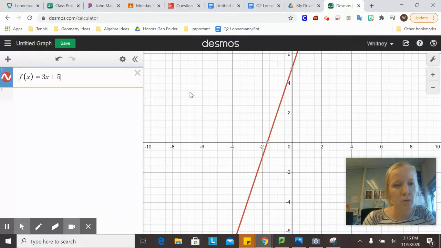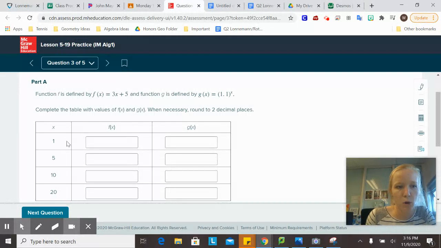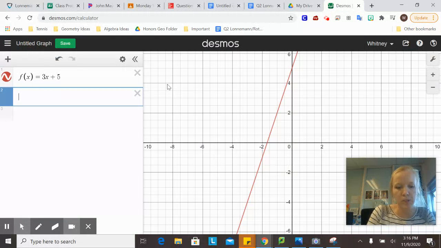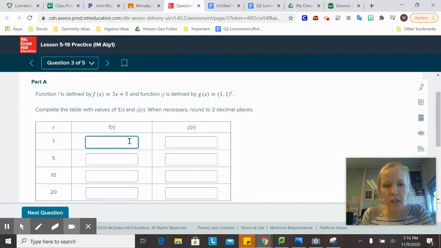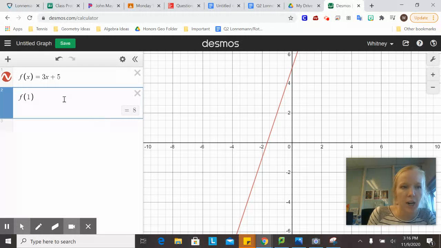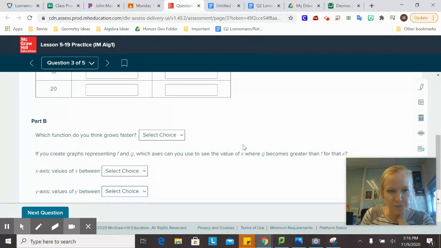I'm going to type that on line 1, and then on line 2, we wanted to figure out what values for x are 1, 5, 10, 20. Those are my inputs. So for example, I would do f of 1. I get an answer here of 8. So I'd come back to my table, input 8. And then I'd come back here, get rid of the 1, and change it to a 5, put that answer in the table, and so on and so forth. So I'd do that for f of x, and then I would do it for g of x.